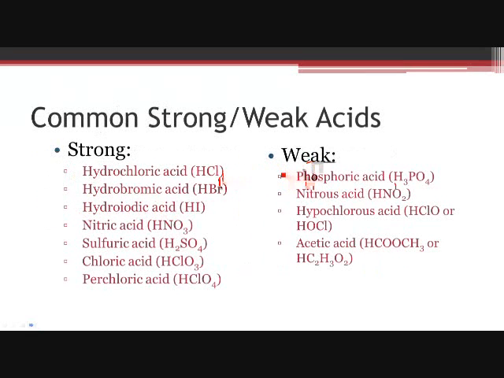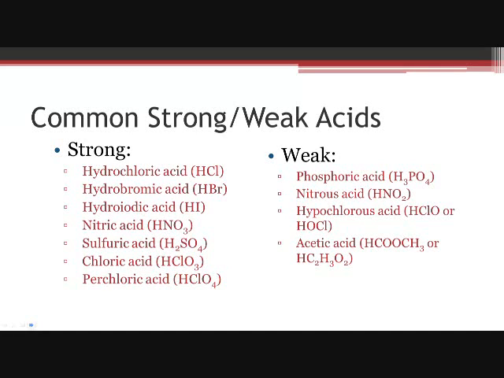Okay, so common acids that you need to know. There are 7 strong acids that completely dissociate: hydrochloric, hydrobromic, hydroiodic, nitric, sulfuric, chloric, and perchloric. Those 7 are good to just recognize.